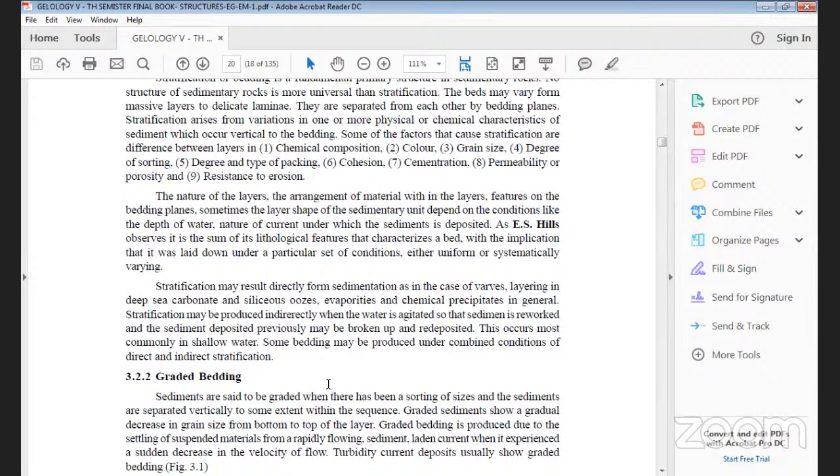Some bedding may be produced under the combined condition of direct or indirect stratification. That means when the layers are forming layer by layer, some pressure will be working. So automatically we may find different fractures and some other broken points in the same formation. Second one is graded bedding.